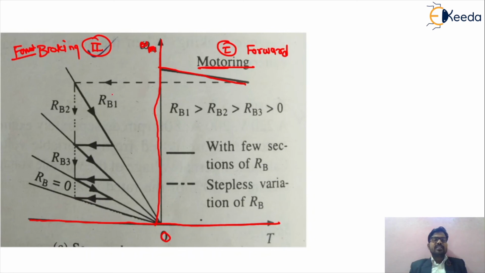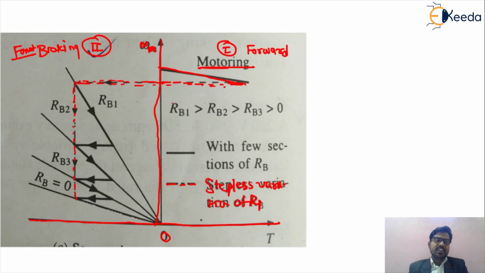And we are using a stepless variation in the resistance. Means we are changing the value in concern with your dynamic braking. So now the whole operation is shifted from motoring to braking. In that, we are showing one dotted line. What do you mean by this dotted line? The dotted line shows the stepless variation in RB. What do you mean by RB? RB is the value of the braking resistor that we are using in dynamic braking.